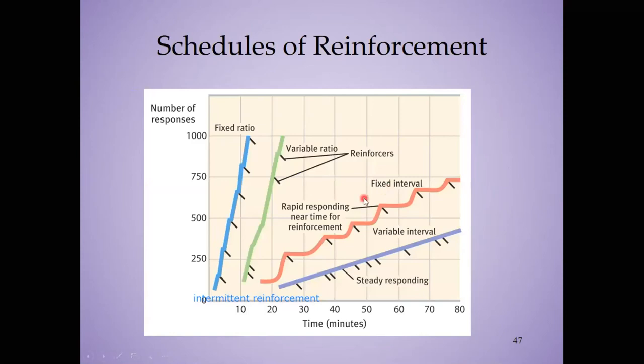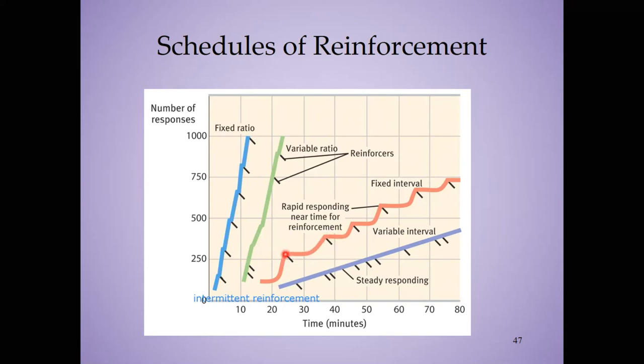Now, another example of this fixed interval schedule would be making Jell-O. What you're going to see is that fixed interval schedules tend to produce a certain pattern of responding. And if you look at the chart here, in fixed interval schedules, the black slash lines are when reinforcement is being given.